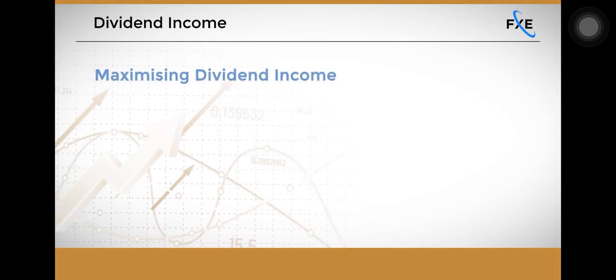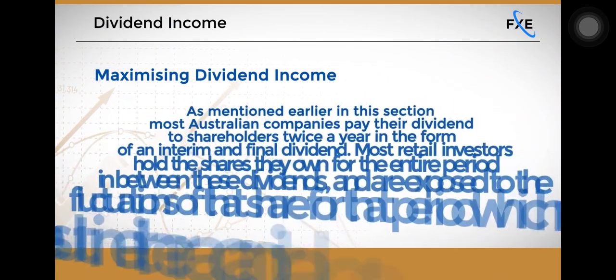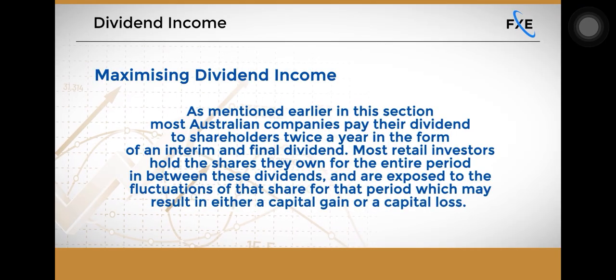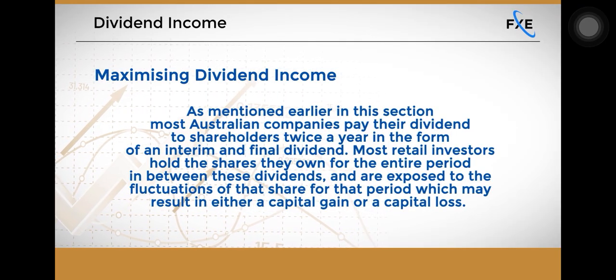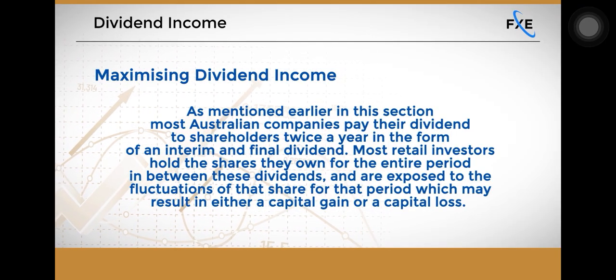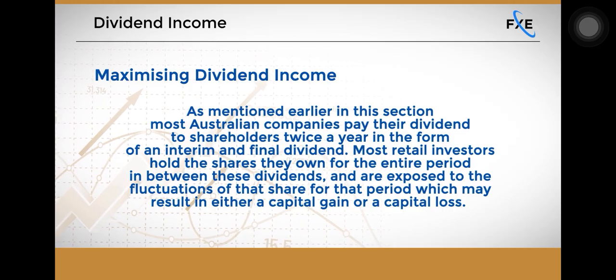Let's now look at maximizing dividend income. As I mentioned earlier in the section, most Australian companies pay their dividends to the shareholders twice a year in the form of an interim and final dividend. Most retail investors hold the shares they own for the entire period in between these dividends and are exposed to the fluctuations of that share for that period, which may result in either a capital gain or a capital loss.